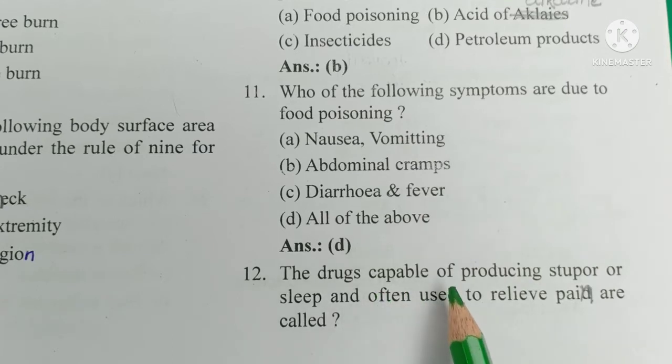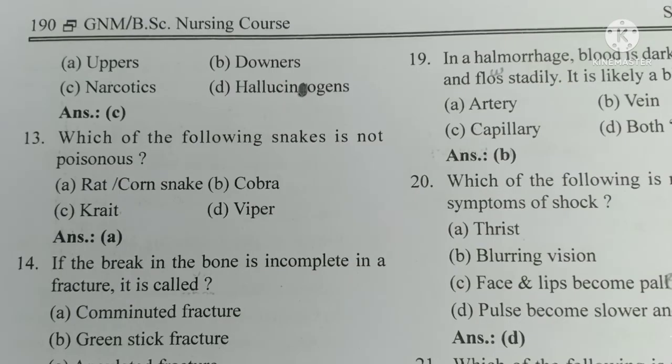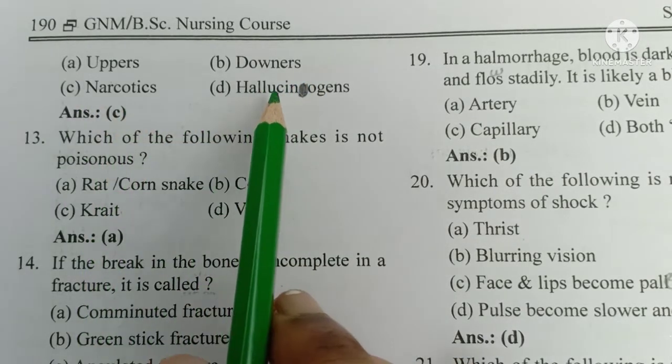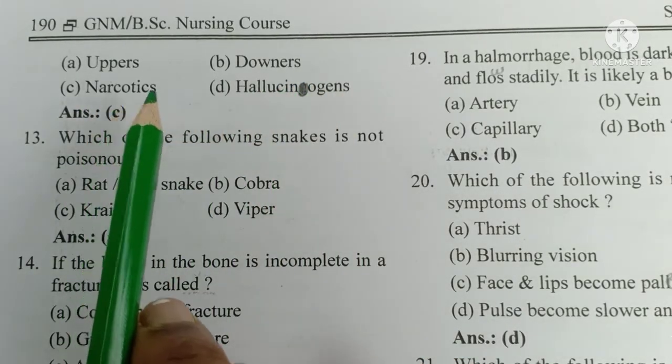Number 12. The drugs capable of producing stupor or sleep and often used to relieve pain are called uppers, downers, narcotics, hallucinogen. The answer is C. Narcotics.